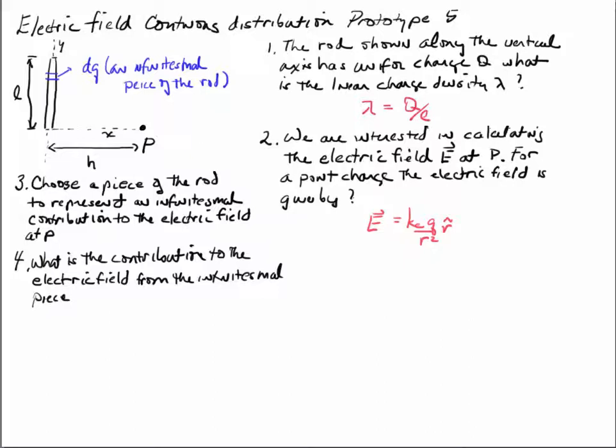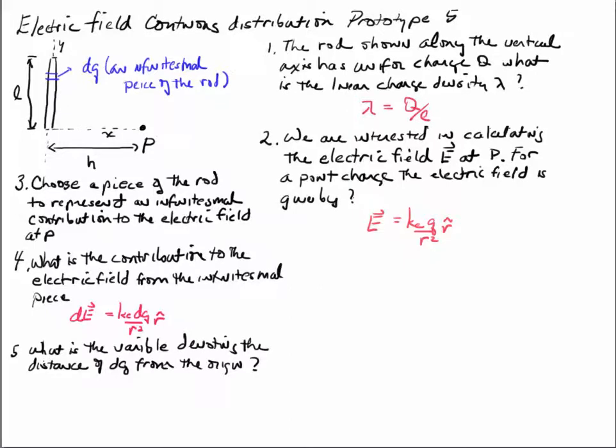Once again, pause the video and try to work it out. Well, that little contribution to the electric field we're going to call dE. And that's given by K_E dQ over R squared R hat. Notice that it's very similar to what we did before, except that we're trying to notate that it is due to an infinitesimal piece, an elemental contribution.